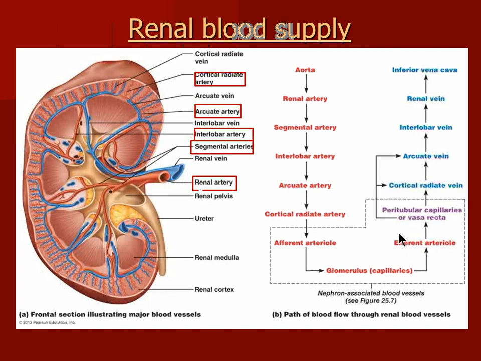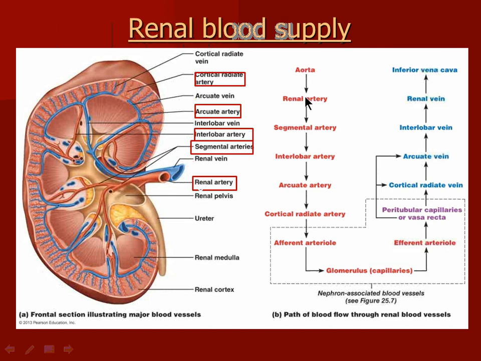Now let's look at renal blood supply. And this is important because, remember, the function of the kidneys is to filter the blood and form urine. In order to filter the blood, you need to have blood vessels. And those blood vessels somehow must connect with the structural and functional units of the kidney. So let's look at the renal blood supply. This gives a very nice picture. We'll go up to this point here, and then later we'll come back to this.